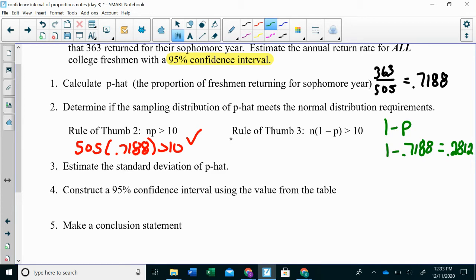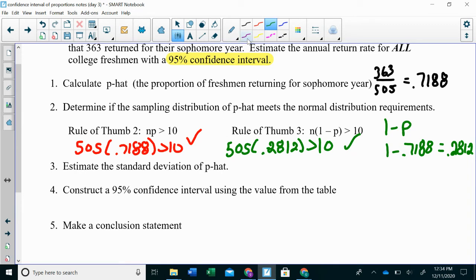So our rule of thumb number 3 is 505 times 0.2812. Is that also greater than 10? And check, it is. So I just want you to create that habit of checking those two rules of thumb. Most of the time it will be, particularly with the problems that we're doing.